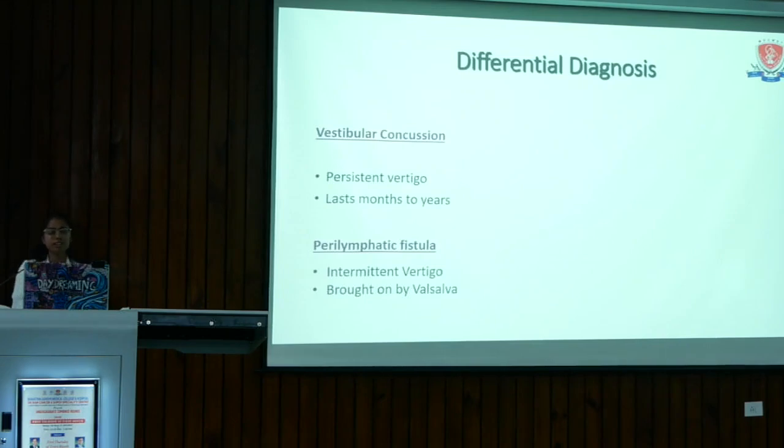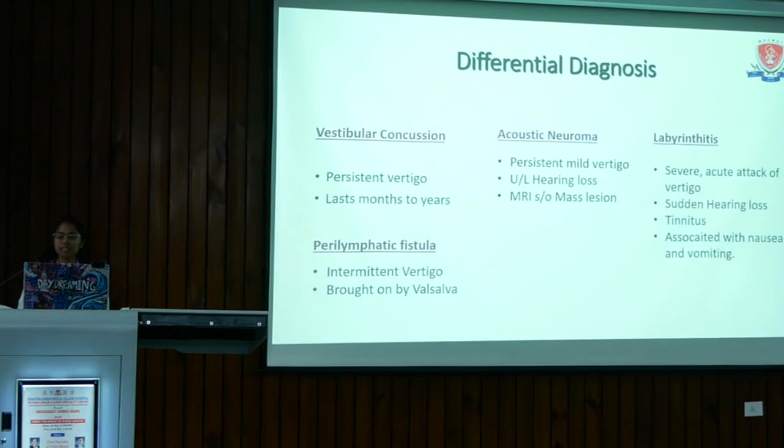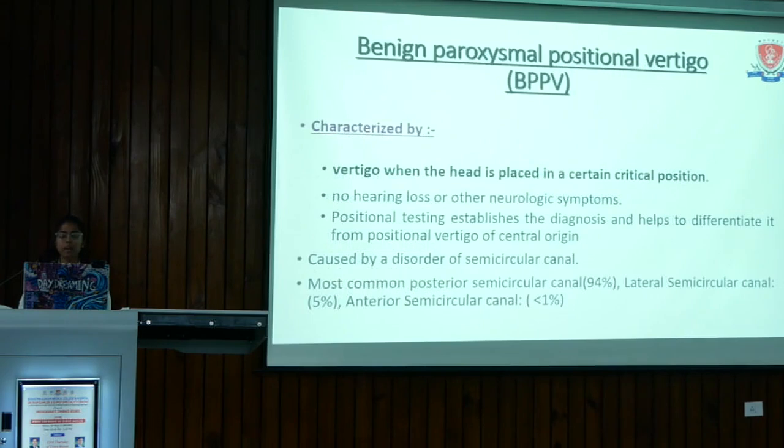Vestibular concussion is characterized by persistent vertigo. It lasts for months to years. Perilymphatic fistula is characterized by intermittent vertigo and is brought on by Valsalva. Acoustic neuroma is characterized by persistent mild vertigo associated with unilateral hearing loss, and the MRI is suggestive of mass lesions. Labyrinthitis is characterized by a severe acute attack of vertigo associated with sudden hearing loss, tinnitus, and nausea and vomiting.